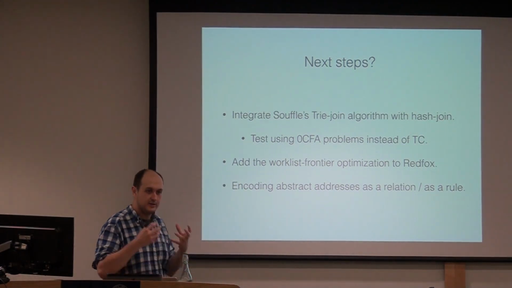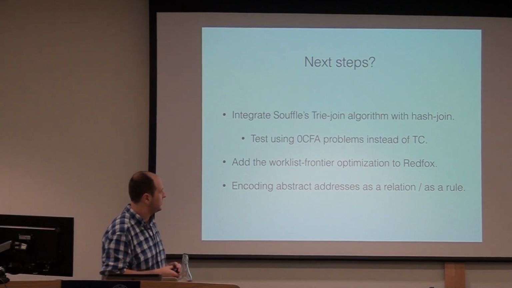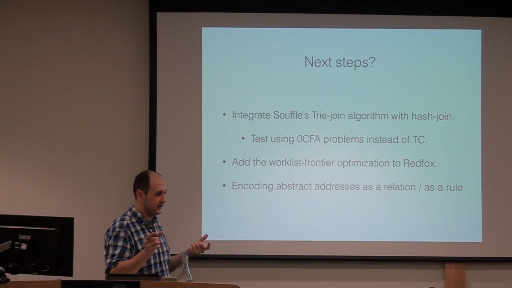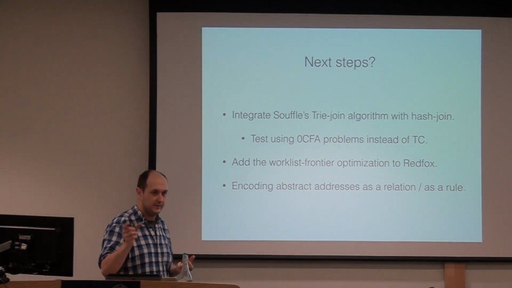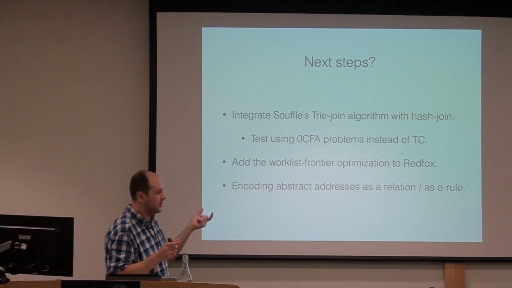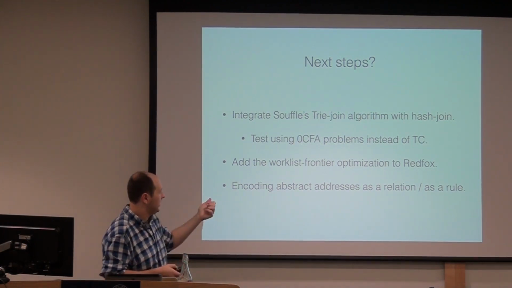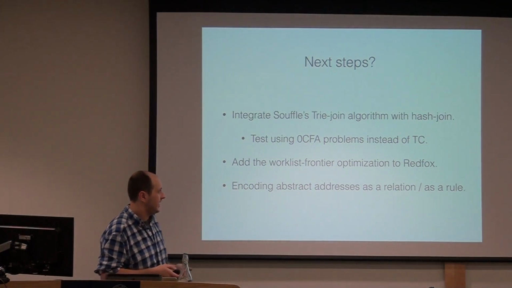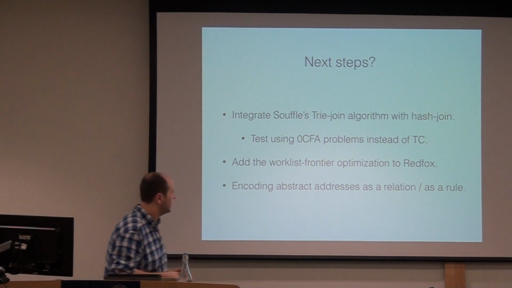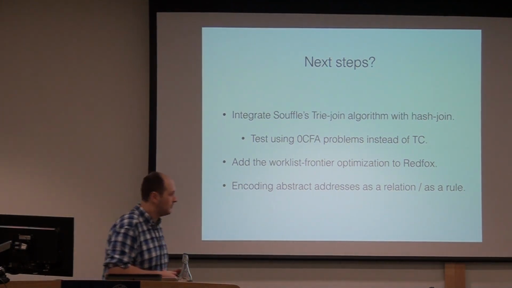So I mentioned the Souffle Datalog solver. They use a very fast trie algorithm. And one of our next steps we're very interested in is trying to hybridize the hash join algorithm with the trie join algorithm by using the hash join algorithm at a coarse granularity to do MPI, and then using the trie join algorithm from Souffle within each node. And we're working on doing zero CFA next instead of just transitive closure. I think we've explored that as much as we can. We want to add this work list frontier optimization to Redfox.